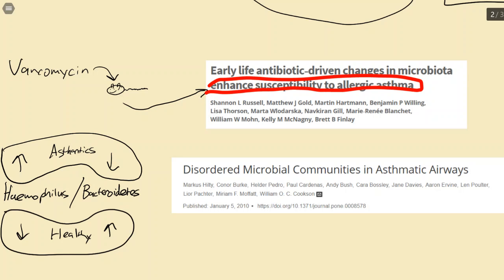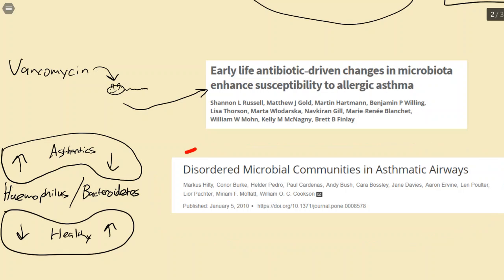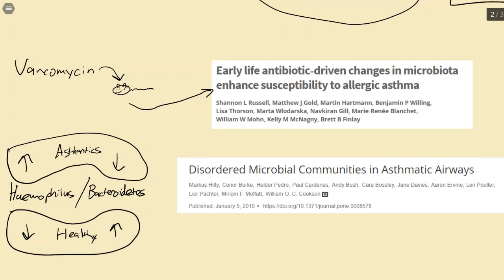In 2010, Hilty and others found that the bronchial tree was not as sterile as previously thought. Moreover, the bronchial tree of asthmatic individuals more frequently harbored pathogenic Haemophilus species, whereas non-asthmatic individuals were found to have more Bacteroidetes bacteria, which is a commensal strain important in a healthy microbiome. So how is it then that microbiomes affect our immune system?